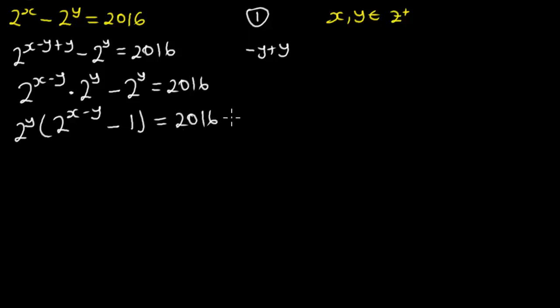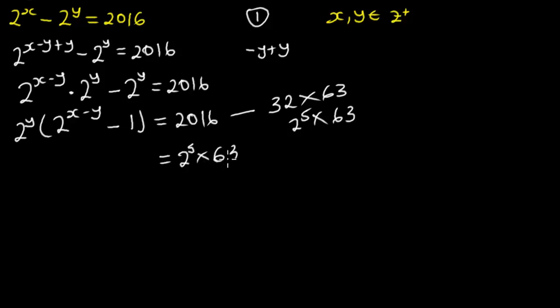Over here 2016 can be written as 32 times 63, and then 32 can also be written as 2 exponent 5. We are choosing 2 because we are dealing with base 2 over here. So 2 exponent 5 times 63 will also give us 2016. So in place of 2016 we are going to write 2 exponent 5 times 63. So this will be equal to 2 exponent y multiplying 2 exponent x minus y minus 1.